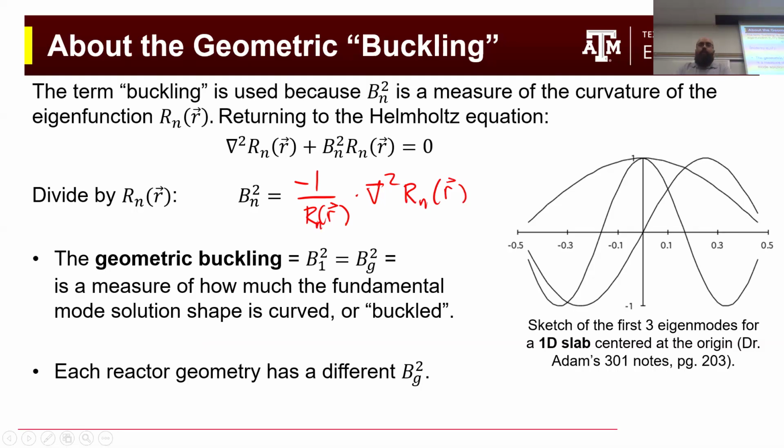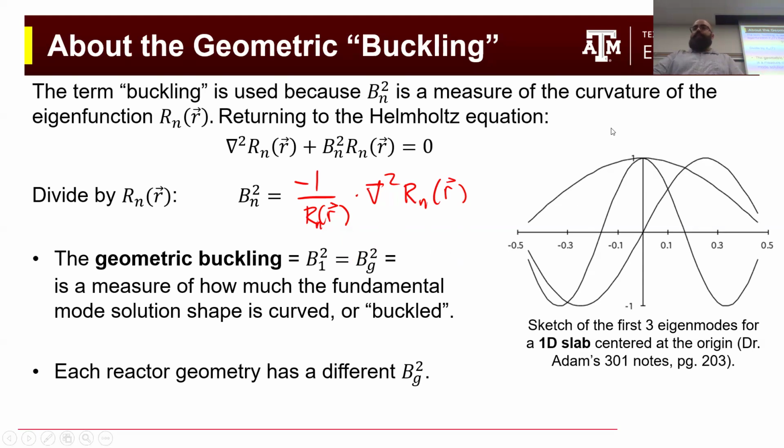Whenever we think about first derivatives of a function, that tells us about the slope of the function. This Bn squared is going to depend on the second derivative of this function, and the second derivative is what tells you about concavity or the curvature of your function. So when we talk about B1, which is BG squared, that geometric buckling is related to the second derivative of the original function, which means that it's related to the concavity of the function, or how much curvature it has, or how much its shape is buckled.